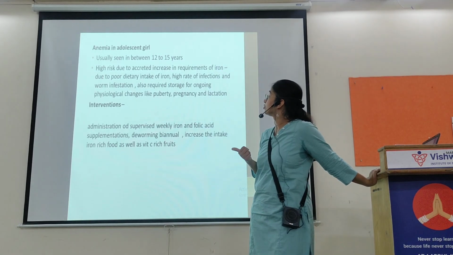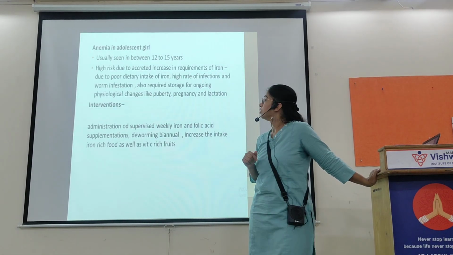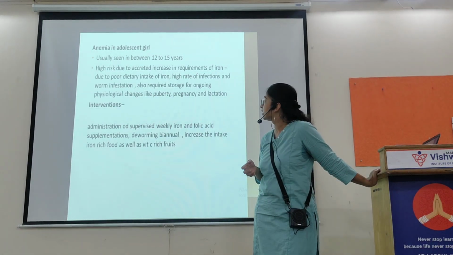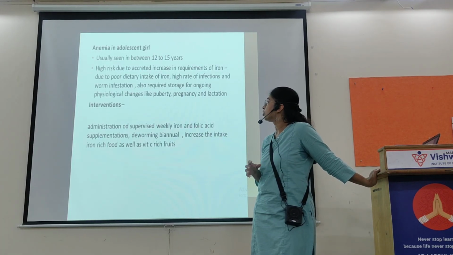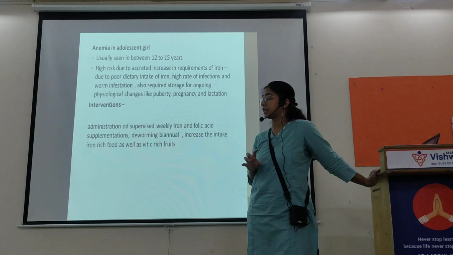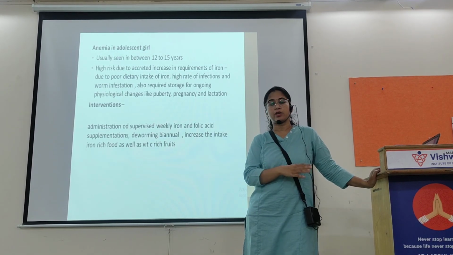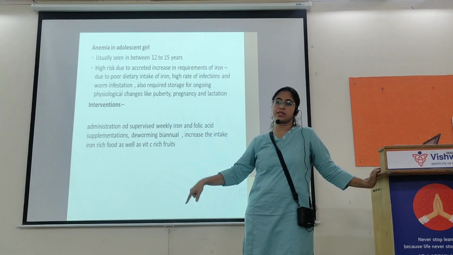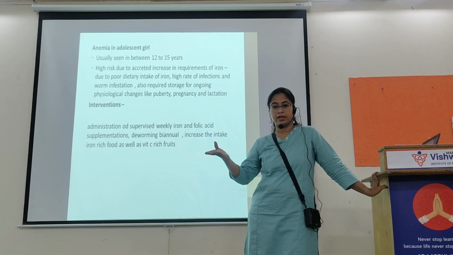So high risk is due to the accelerated increased demand of iron. Okay, so poor dietary habits are also there. Worm infestation is also one of the causes. Also the physiological changes like puberty, pregnancy and lactation, because high demand is required in adolescence for the next physiological changes. So you have to achieve that iron demand.